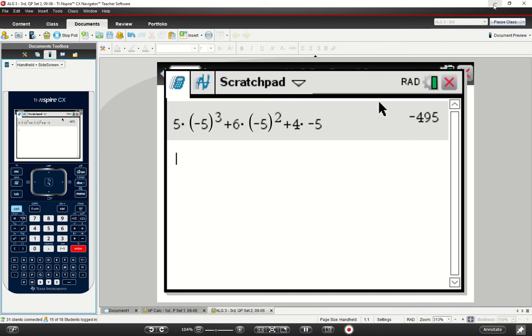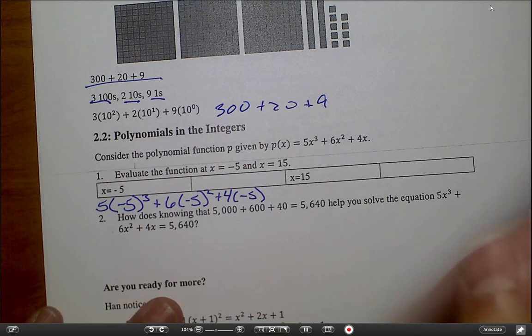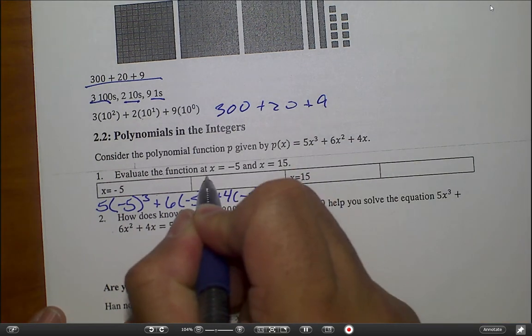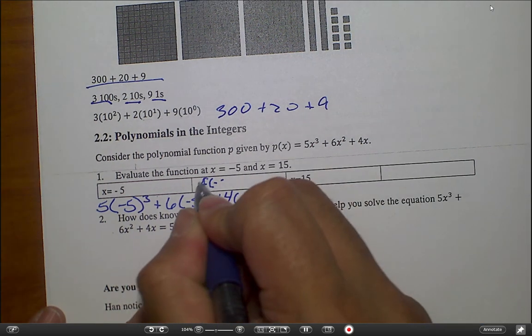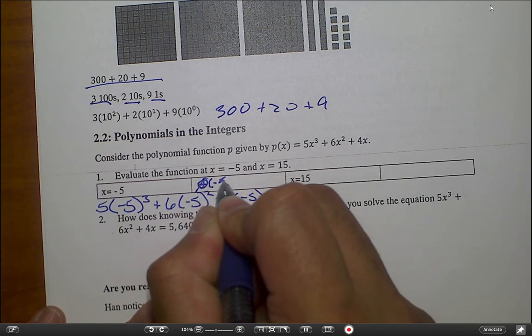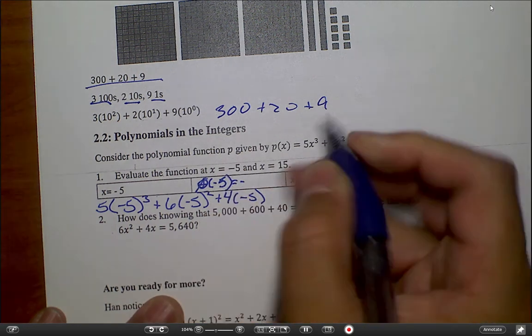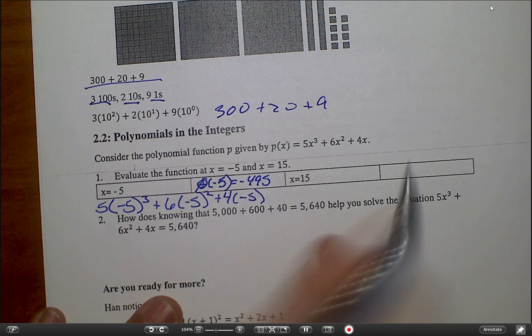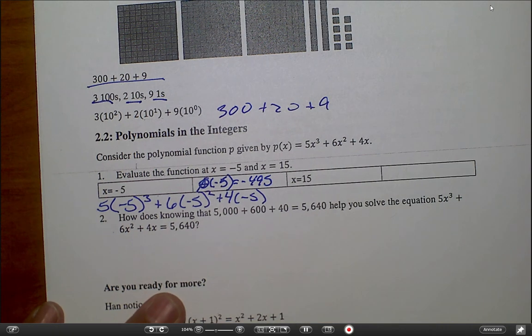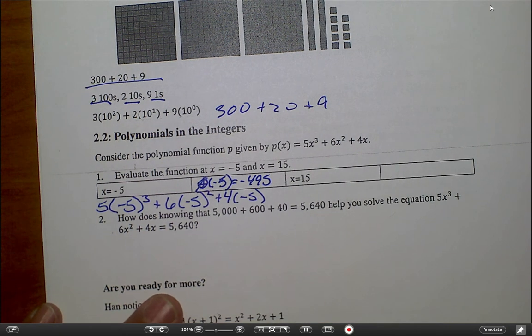So in my box, I'm going to put in f of negative, no, it's P, I'm sorry, I'm so used to F. P of negative 5 is negative 495. So P of negative 5 is negative 495, and that's the way to write it.